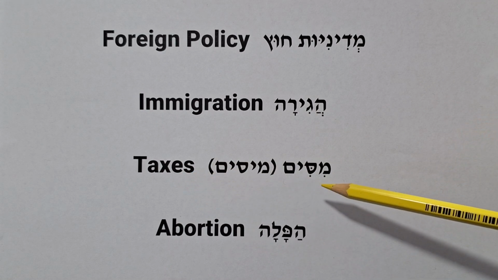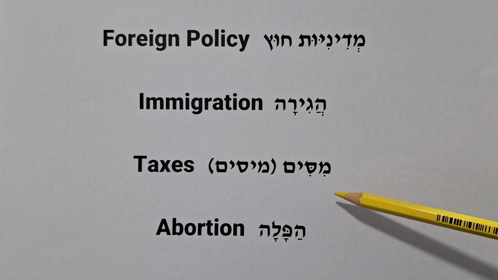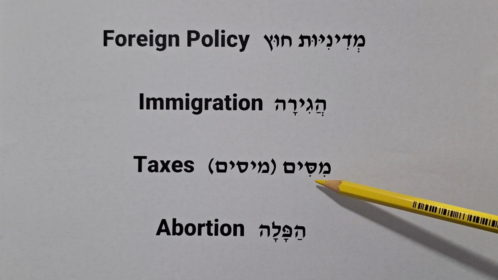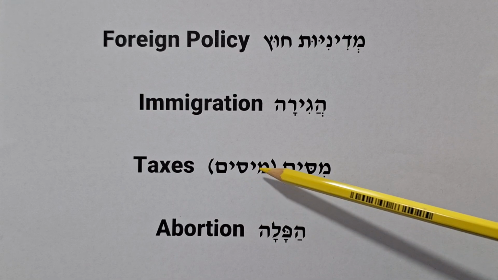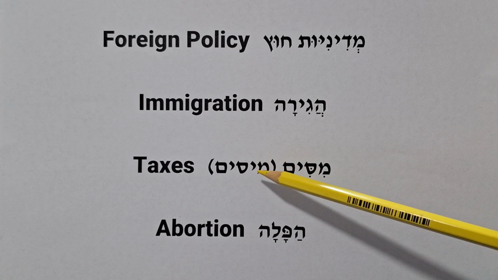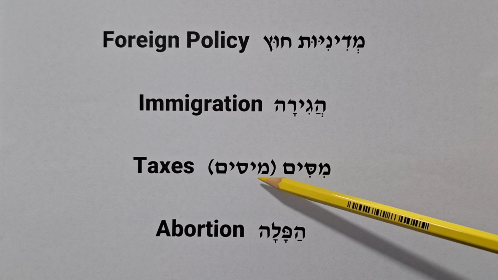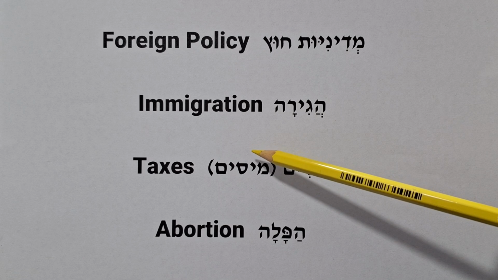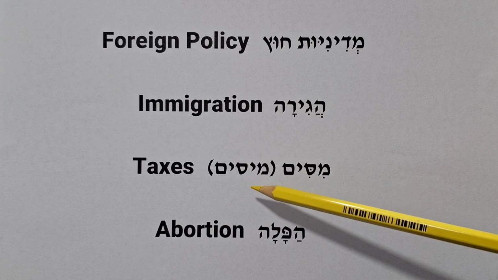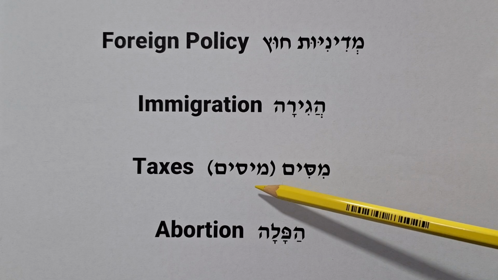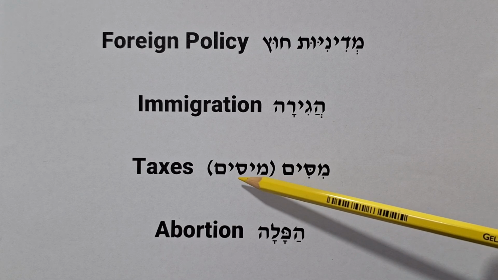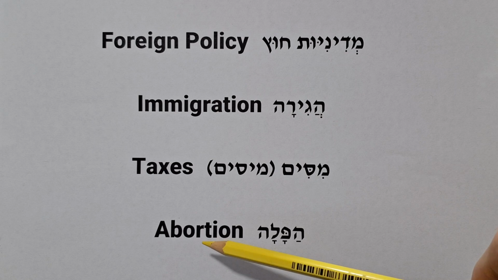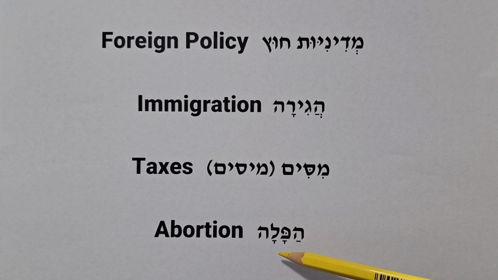Taxes, misim, misim. Singular is mas, and plural misim. Here, without Niqqud, I added here the yod, and this is how you know that this is the sound of misim, because without the letter yod, you might have thought that this is masim or mesim. So, misim. And abortion, hapala, from the verb lehapil, hapala.